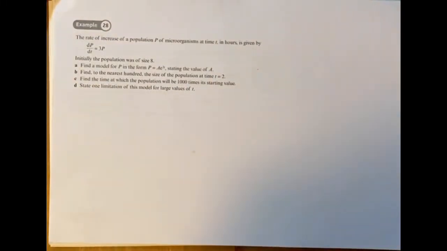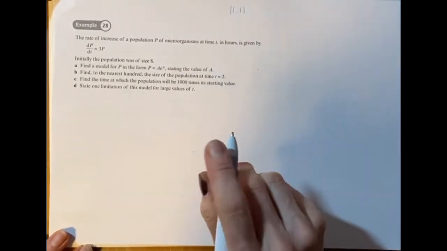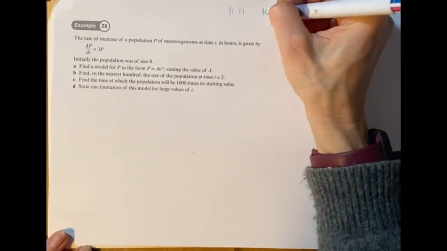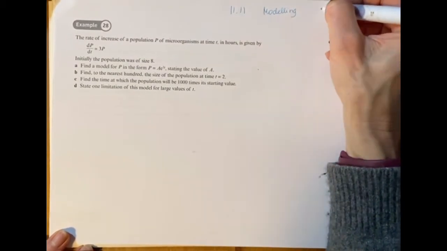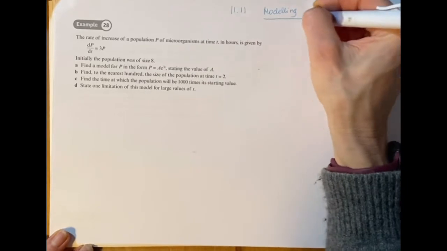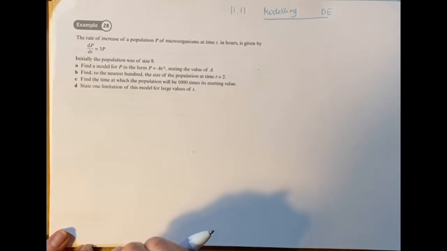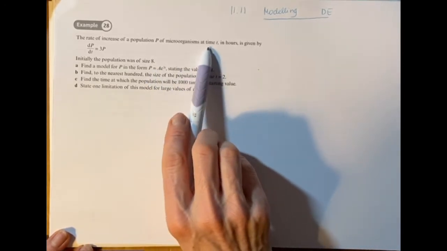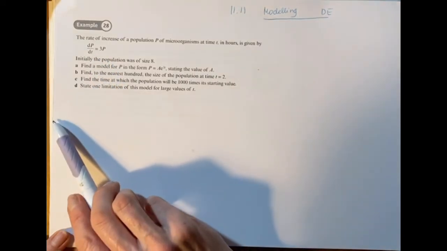Next part is section 11.11, modeling with differential equations. So example 28, we are told that the rate of increase of a population P of microorganisms at a time t in hours is given by the following differential equation.